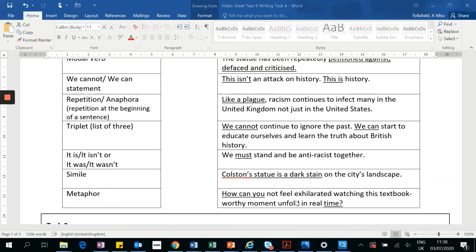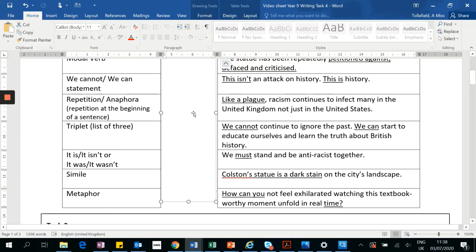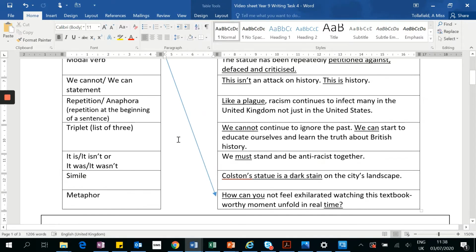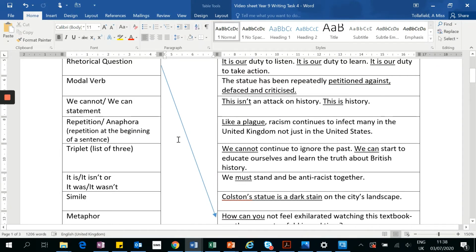How can you not feel exhilarated watching this textbook-worthy moment unfold in real time? So what you're going to do is draw an arrow between the rhetorical question and the example sentence. You need to do the same with the other methods. So draw a line to the correct example. And we're doing this because we want some examples of these methods that we can use in our own writing later. I want you now to pause the video and match the rest of the devices to the example sentences.